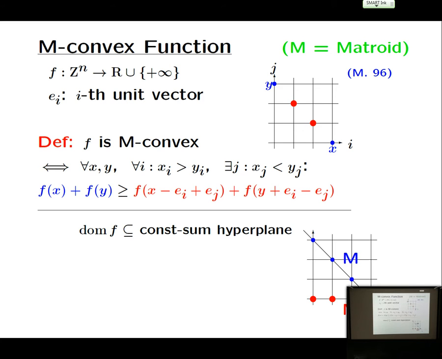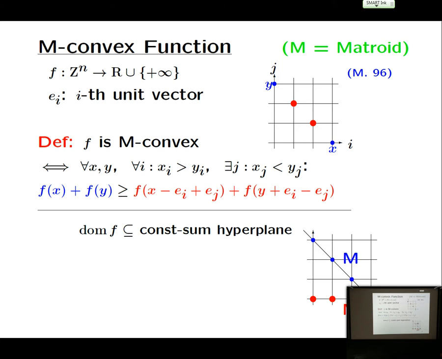So intuitively, if we have 2 points x and y, and in a sense, x and y come closer while respecting the integer grid, then the function value should not increase. Okay, this is compatible with the intuitive concept of convexity. So for a convex function, if we come closer a little bit, then the function value decreases.